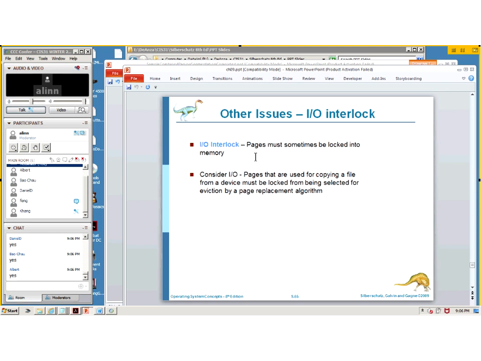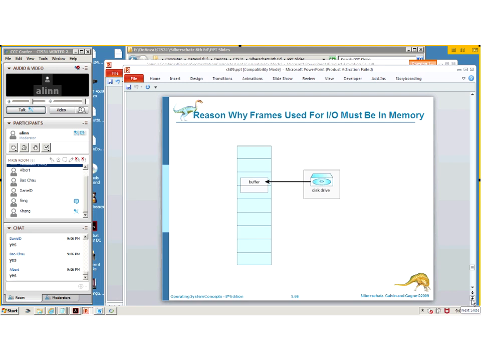Sometimes when you're doing I/O, you may have to lock the memory because something's happening on that device at that time. Remember, we're doing memory mapping I/O rather than direct I/O from the disk. The reason frames used for I/O must be in memory is because you have buffers, and we talked about the buffers being pages.